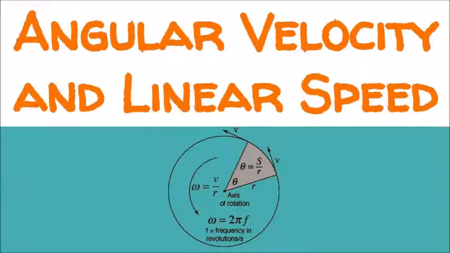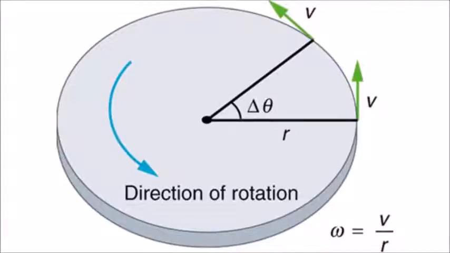Hey guys, we're back for another video on angular velocity and linear speed. So, angular velocity is a measure of how fast a fixed point will rotate on a circle in terms of radians. This means that no matter what point on the circle you use, the angular velocity will remain constant, as the radians are proportional to radii and not a fixed value.